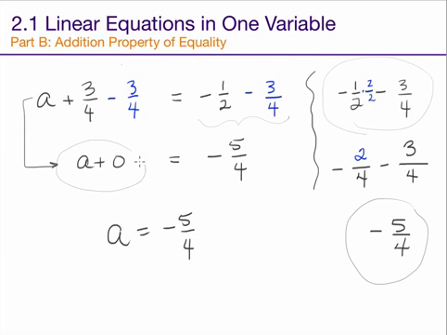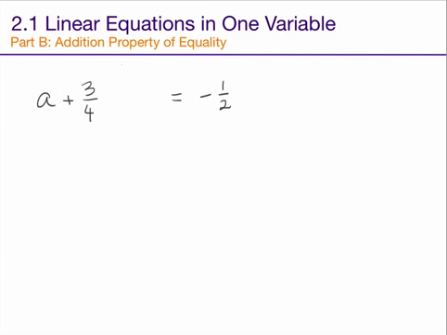It's quite likely I won't bother writing this anymore. As you can see, the only change from this line down to this one is I've eliminated the plus 0. We know this is going to be 0. That's why we chose to subtract 3/4. We wanted it to be 0.